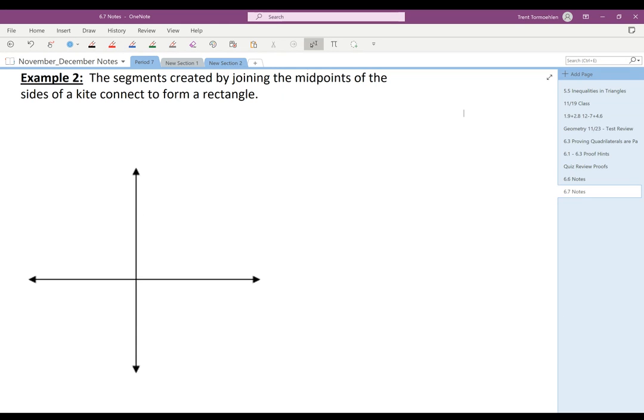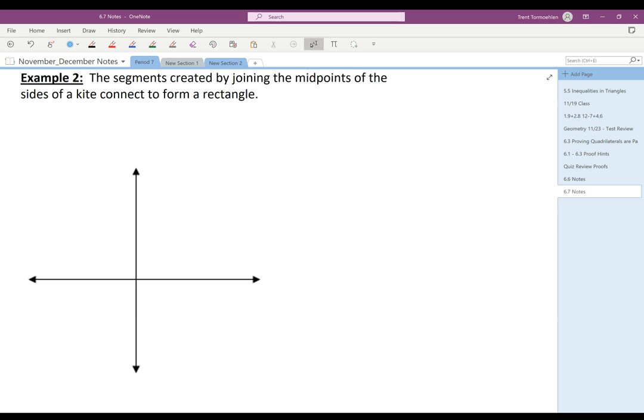Okay, and another example of a coordinate proof. This one says the segments created by joining the midpoints of the sides of a kite connect to form a rectangle. So when we talked about how to place a kite on the coordinate grid, there are two ways that we could have done this.